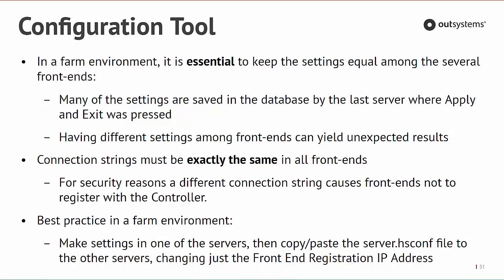In a farm environment, some things are essential to keep in mind. So it's essential to keep the settings equal among the several front ends. Okay. Many of the settings are saved in the database, as I mentioned, by the last server where the apply and exit was pressed, or when the configuration tool finishes running. So if you have different settings between front ends, this means that services running in each front end might have different configurations, and this will yield unexpected results.